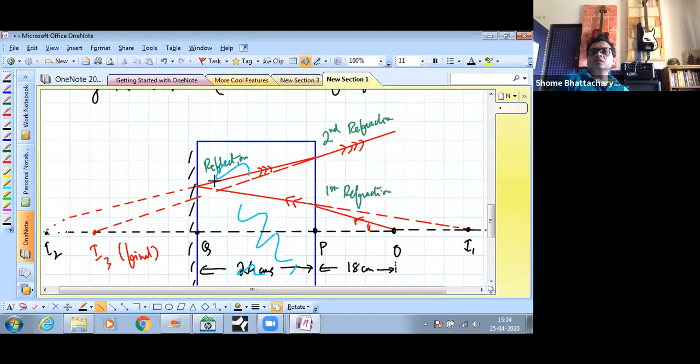So for the mirror, as the mirror sees it, what is the object? It is not O. The object is in fact I1. So I1 becomes the object as far as the second event is concerned, which is the reflection. And laws of reflection tell you that it will reflect such that angle of incidence is equal to angle of reflection. So I1's image will be produced behind the mirror at I2, such that the object distance, which is QI1, will be equal to the image distance, which is QI2. So that is how we will solve the second event.